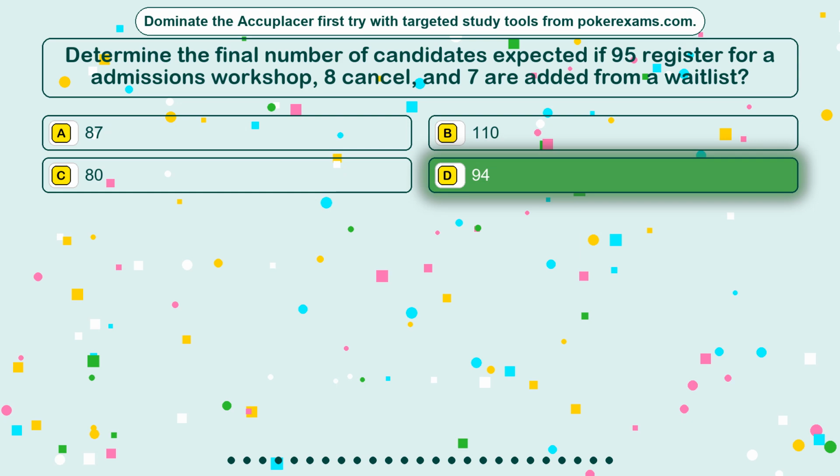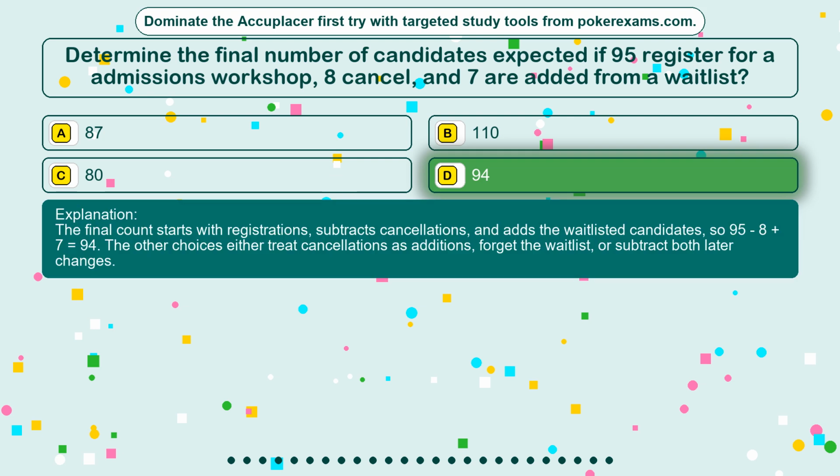The correct answer is option D, 94. The final count starts with registrations, subtracts cancellations, and adds the waitlisted candidates, so 95 minus 8 plus 7 equals 94. The other choices either treat cancellations as additions, forget the waitlist, or subtract both later changes.